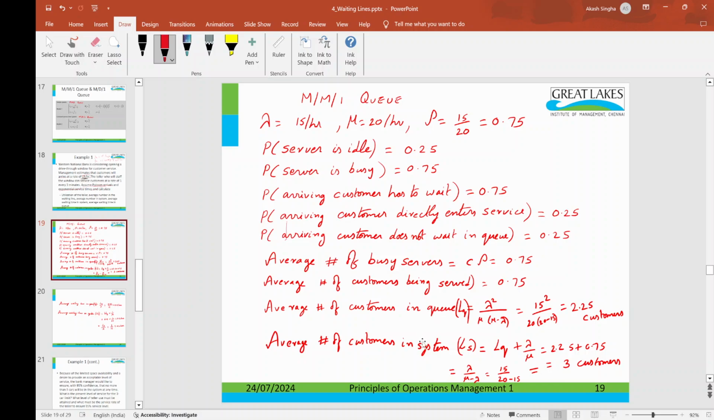And average number of customers in the system is customers in line plus customers being served, which is 0.75, or lambda by mu. Using the formula, we get that on average three customers will be in the system. 2.25 customers will be waiting and 0.75 customers will be being served. It's an average.